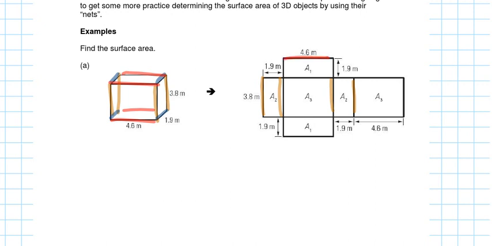So 4.6 times 1.9. Okay? And I have two of them. So area of 1, I have two of them, so it's 2 times A1, which is 2 times 4.6 times 1.9, because the area of a rectangle is length times width.